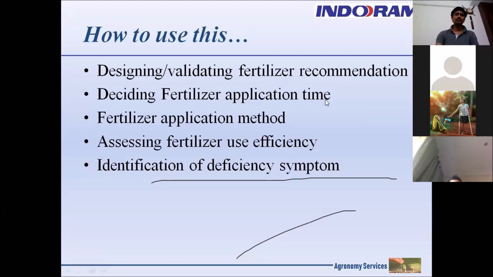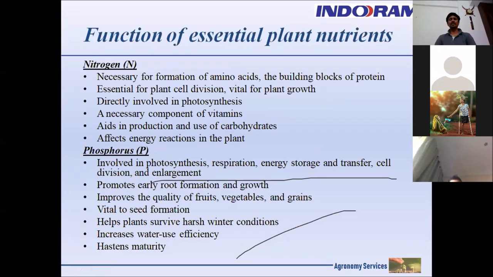So let's move towards what are the functions of these essential plant nutrients. I think most of the guys are aware of what the role is, but I'll just take you through it, because we have already exceeded our time. Nitrogen is basically a bodybuilding material. Nitrogen is essentially used for cell division and plant growth, or vegetative growth. If there is a requirement for vegetative growth, then you should go for application of nitrogen.